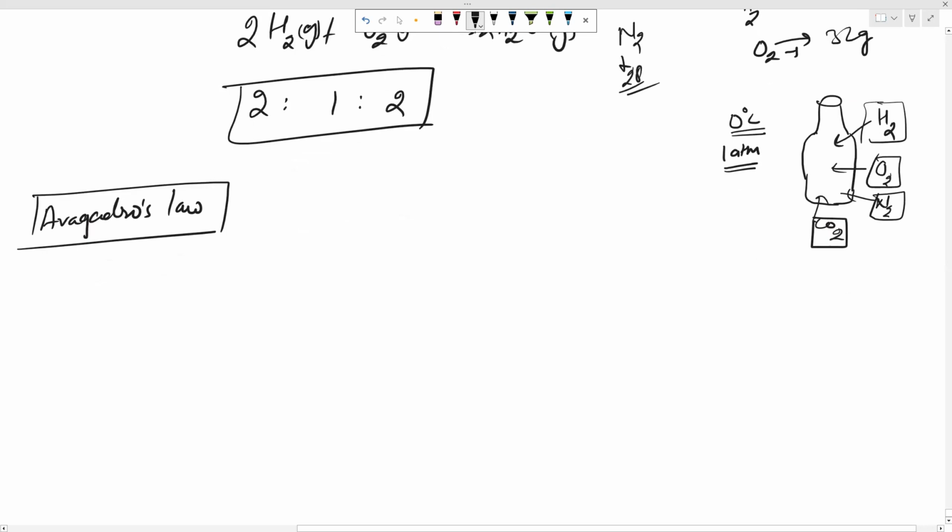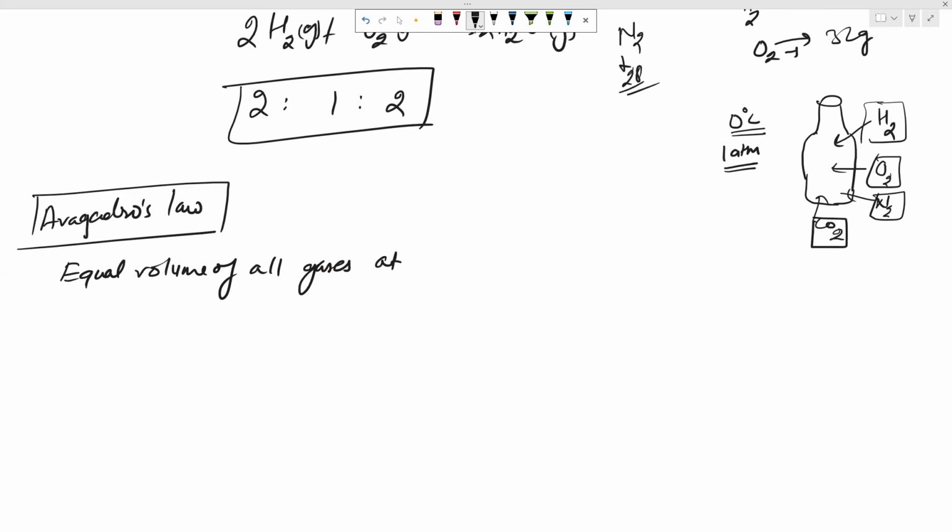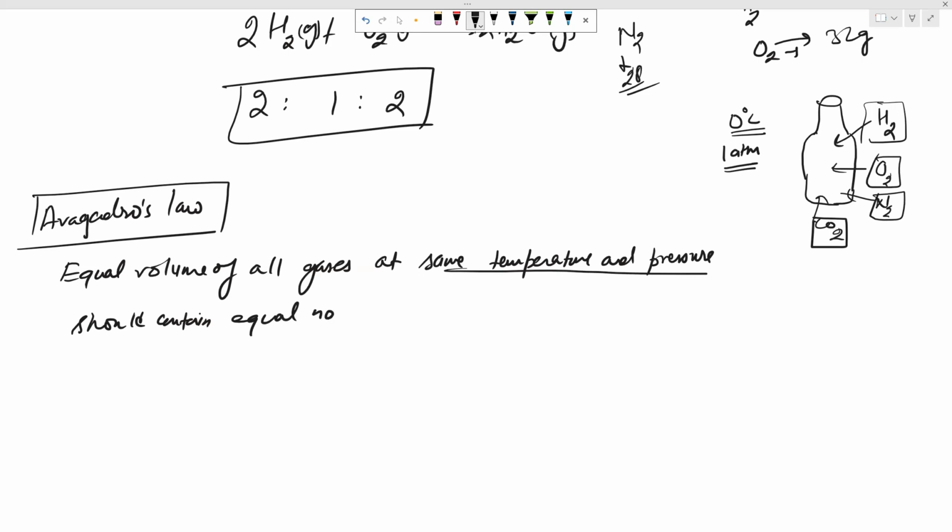So what does Avogadro's law say? Avogadro proposed that equal volumes of all gases at the same temperature and pressure should contain an equal number of molecules. You understood what is a molecule?